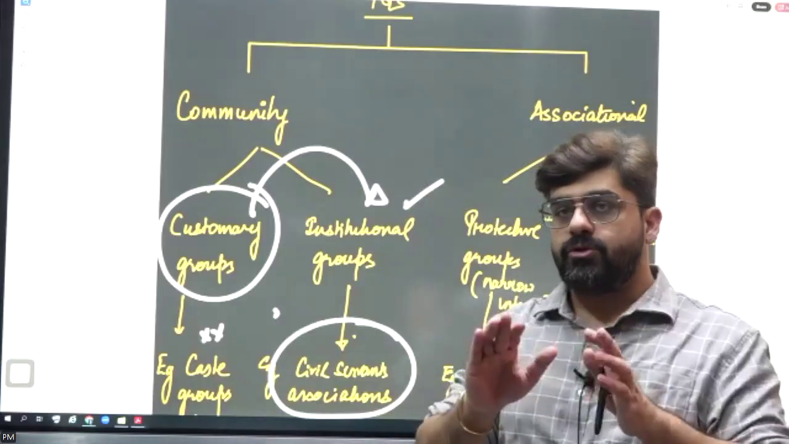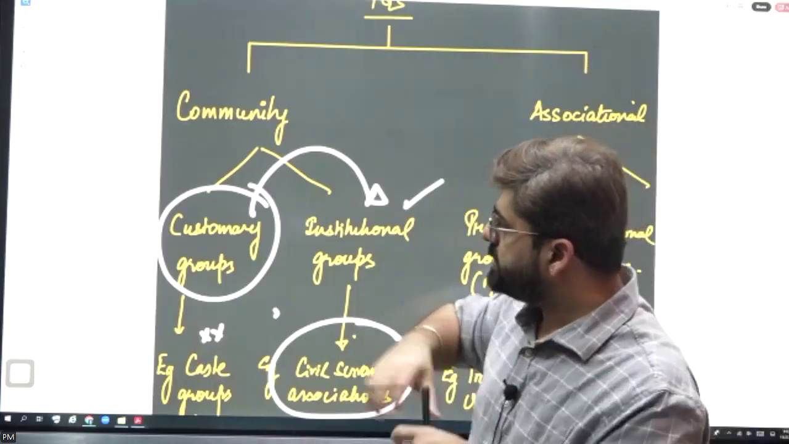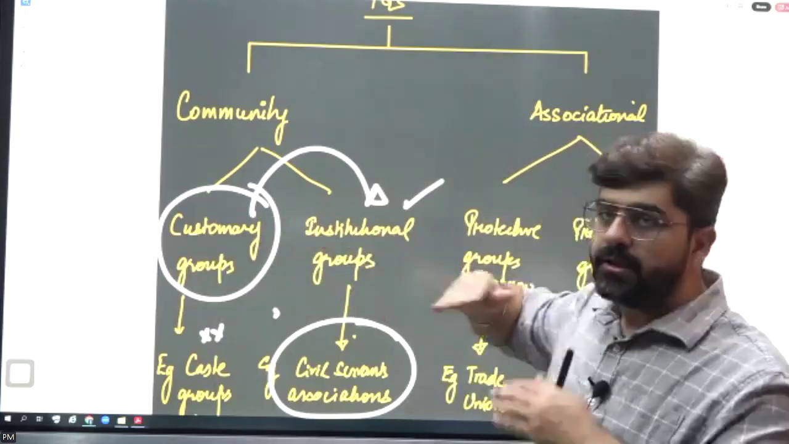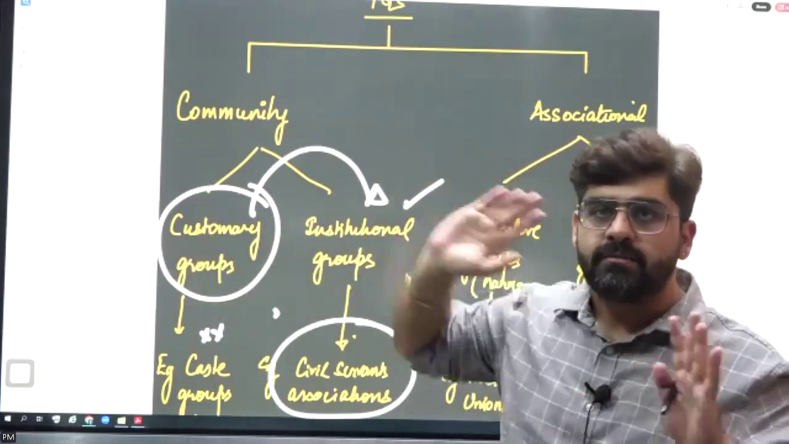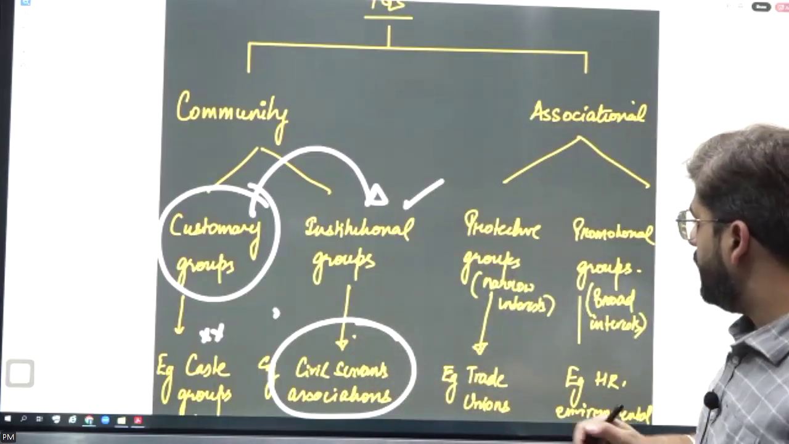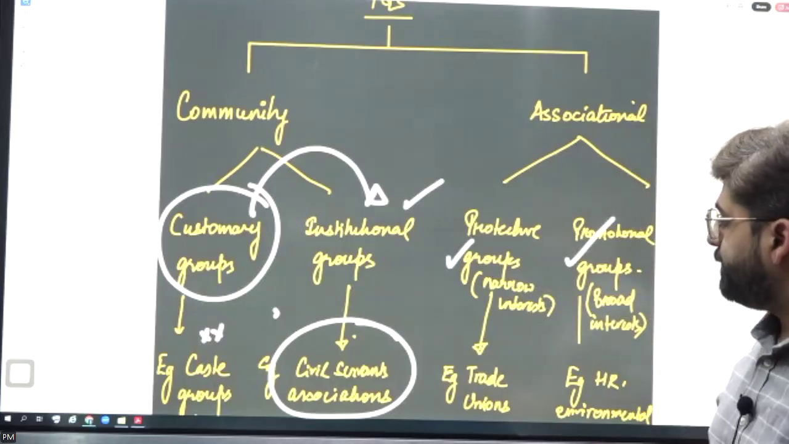This shows his classification is dynamic, in the sense that he says you move from this pressure group to this pressure group with modernization in the state. Similarly, protective groups and promotional groups.